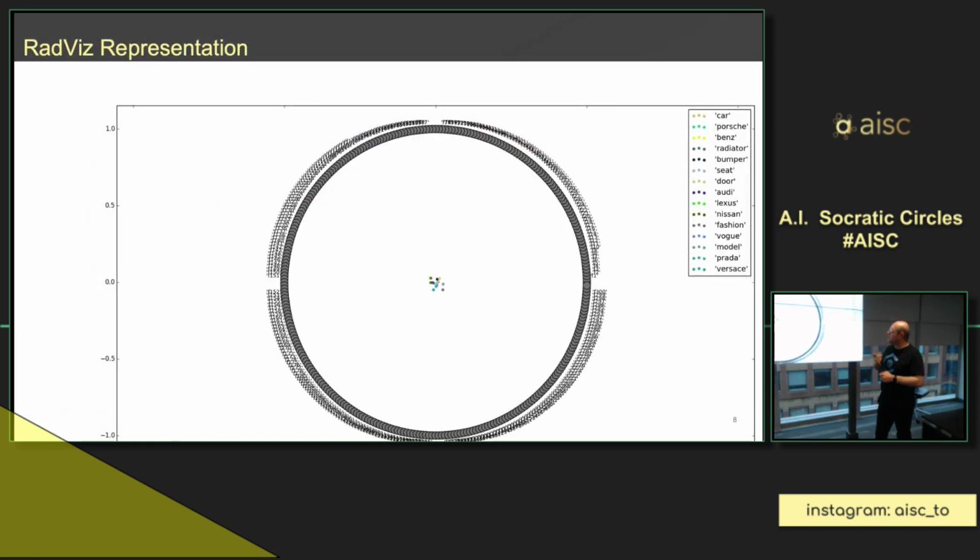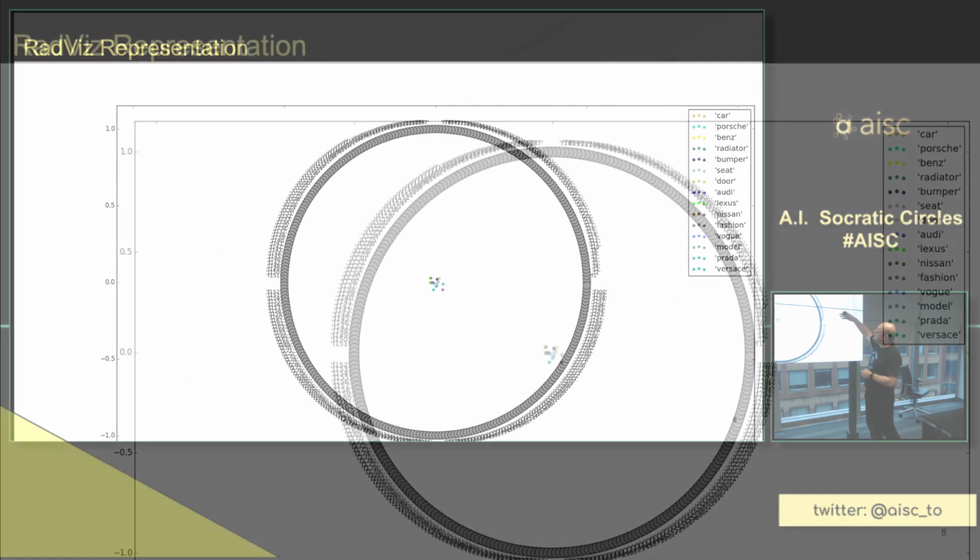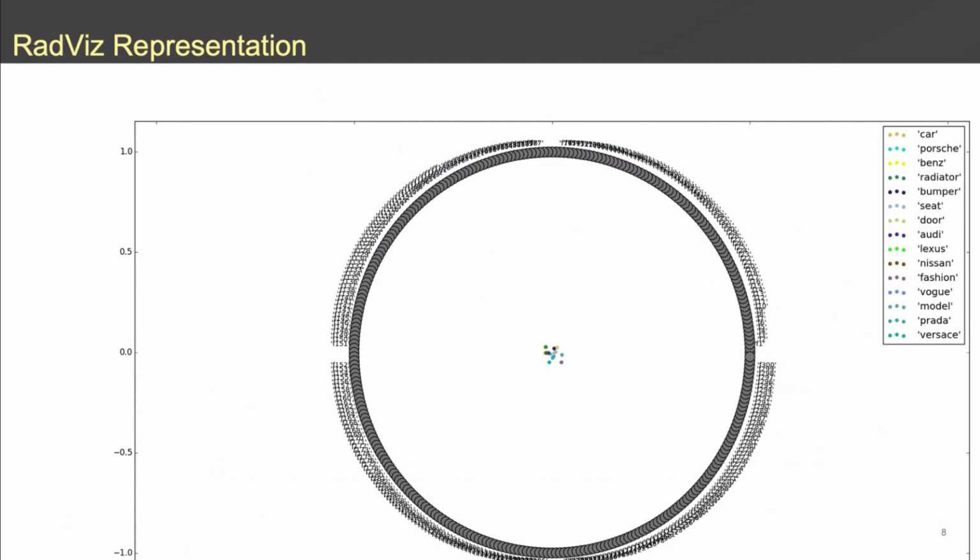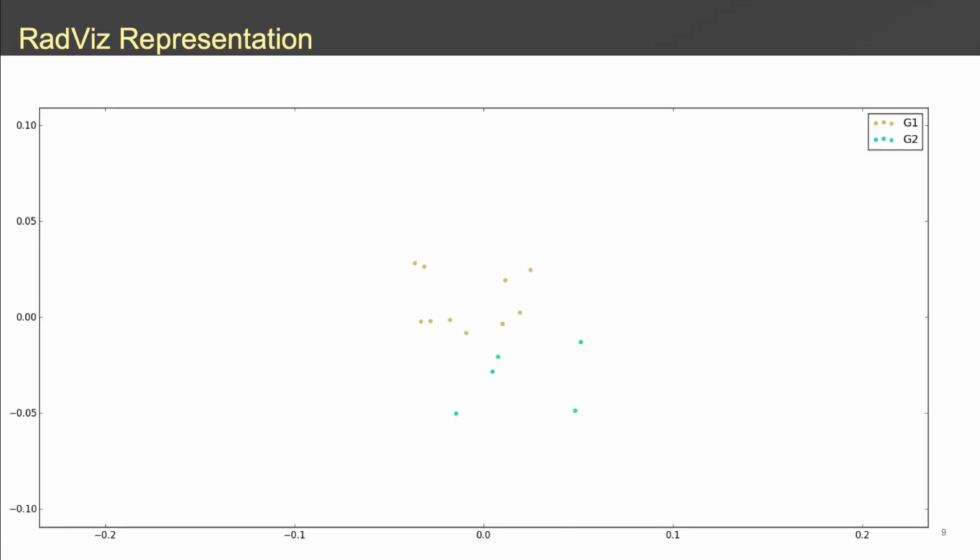We did one visualization. We generated this Radviz visualization based on the word vectors of these two groups of words. Some of them are related to the automotive industry, and some of them come from fashion. If we zoom into this group of words, you can see that they are separated. These are the car-related, and these others are the fashion-related word vectors. And you can see that we can separate them with one linear line.